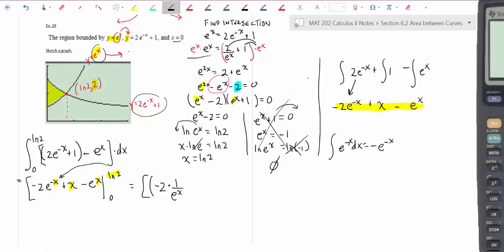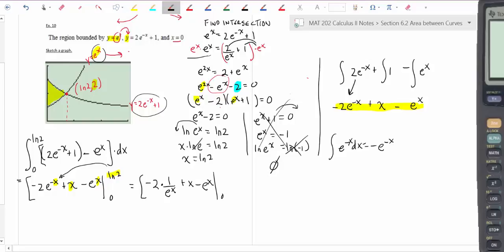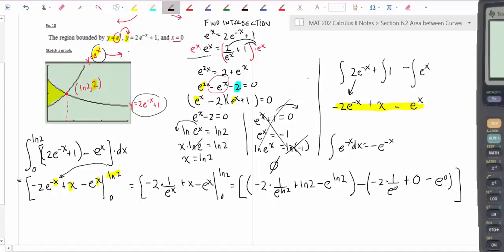Let me write one more step, and then we'll evaluate this. So let's write this as negative 2 times 1 over e to the x plus x minus e to the x, and then go from 0 to ln2. Now when we evaluate, we're going to have negative 2 times 1 over e to the ln2 plus ln2 minus e to the ln2, minus, and then do the lower limit, 0. So that's negative 2 times 1 over e to the 0 plus 0 minus e to the 0.